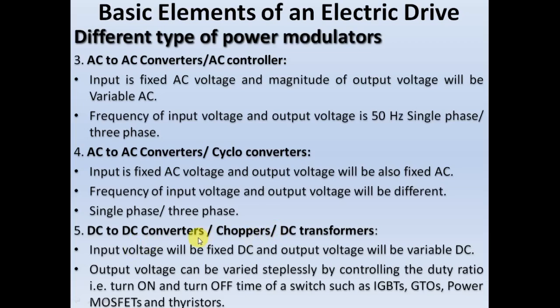The last type of power modulator is DC to DC converters. These are also called choppers. The other name for this is DC transformers. In the case of DC to DC converters, you have studied about them in the power electronics course.